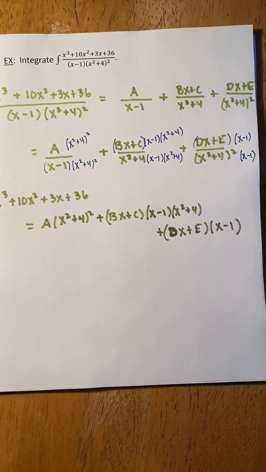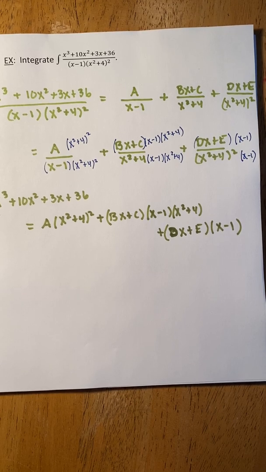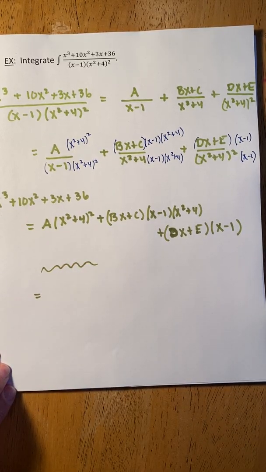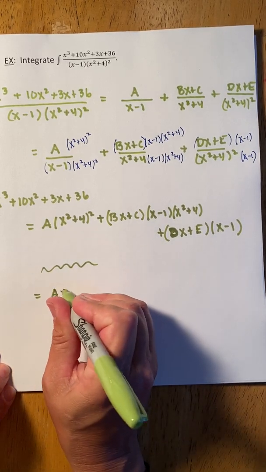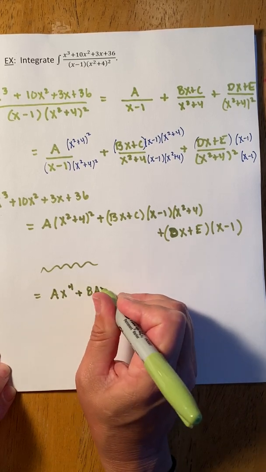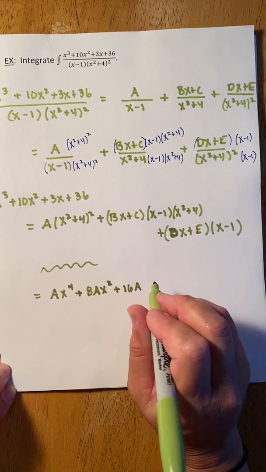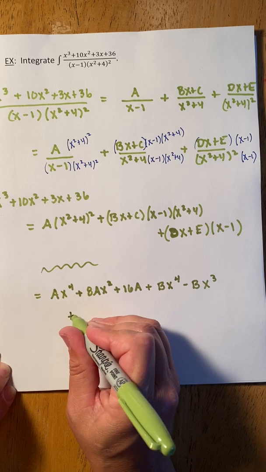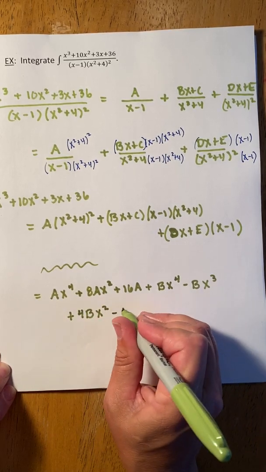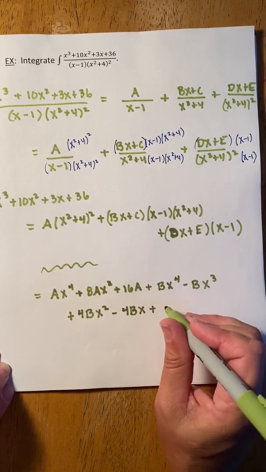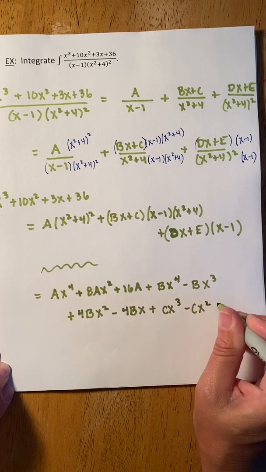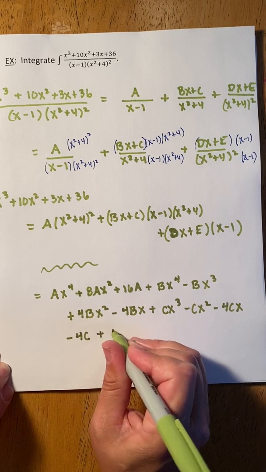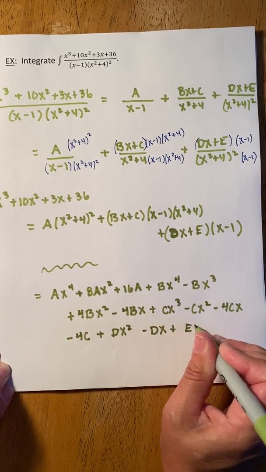All right, so how are we ever going to solve here? I'm just going to write it out. I'm going to let you do the algebra in between. It's a little tedious, but it would just take way too long for you to watch me do it. And what I end up getting is ax to the 4th plus 8ax squared plus 16a plus bx to the 4th minus bx cubed plus 4bx squared minus 4bx plus cx cubed minus cx squared minus 4cx minus 4c plus dx squared minus dx plus ex minus e.